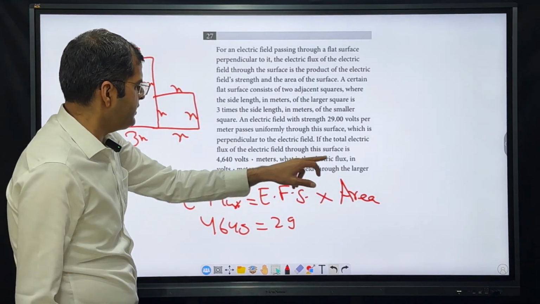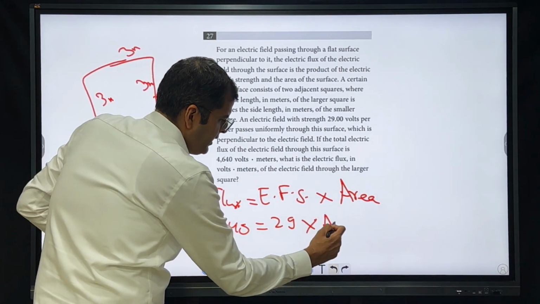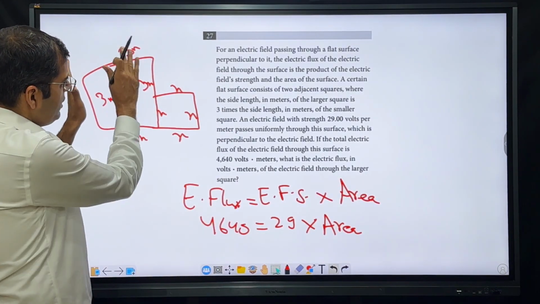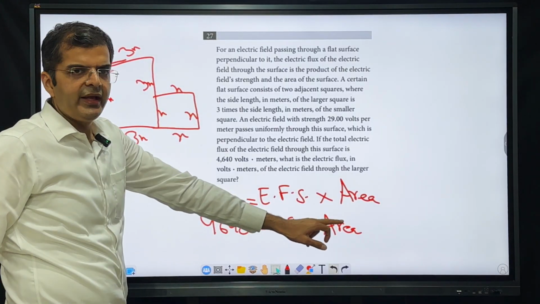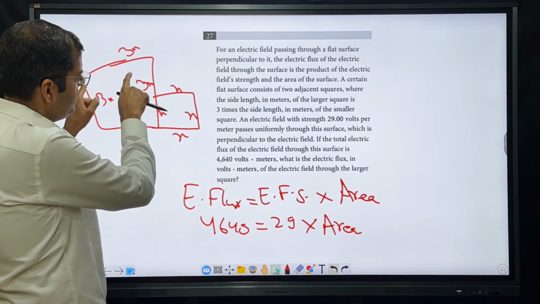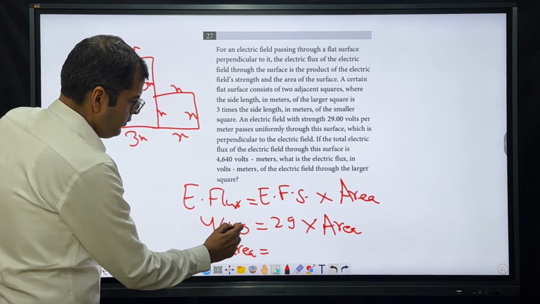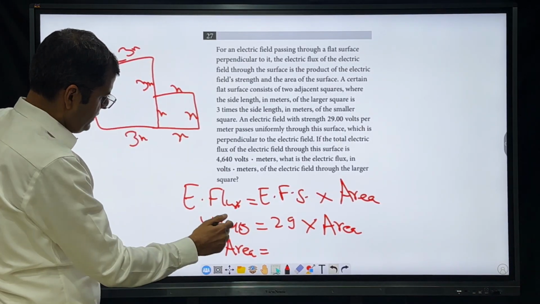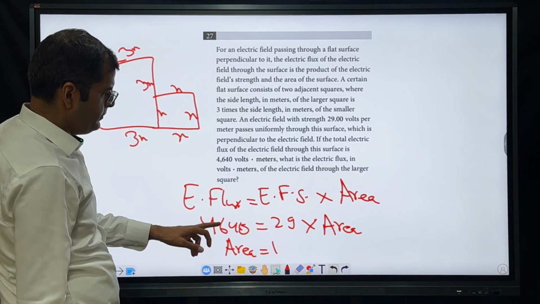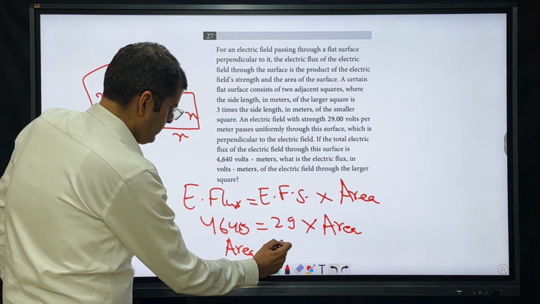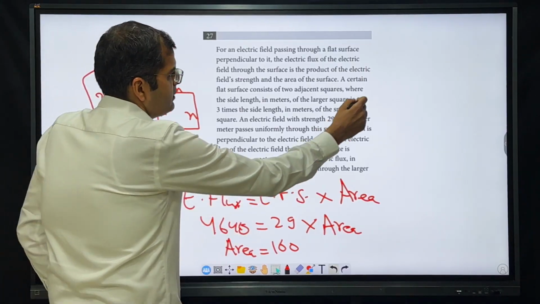What is the electric flux in volt meters of the electric field through the larger square? So first of all, I find the area. This area is actually the area of the larger square plus the smaller square. So 4640 equals 29 into the area. Area here is the area of the larger square and smaller square. So the area is 4640 divided by 29. 29 into 6 is 174. So the area comes out to be 160. Okay. So total area is 160.